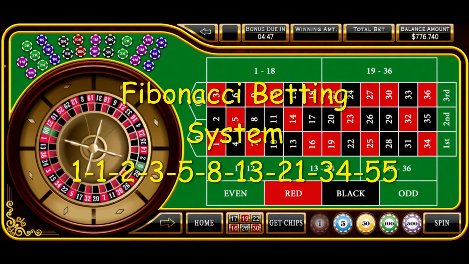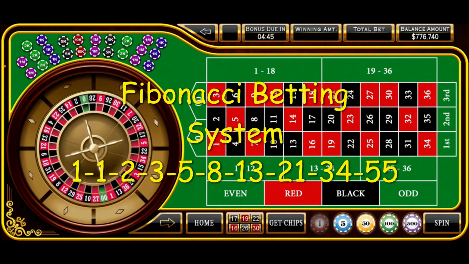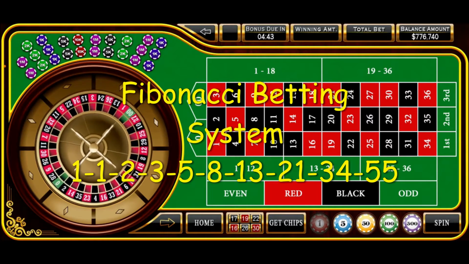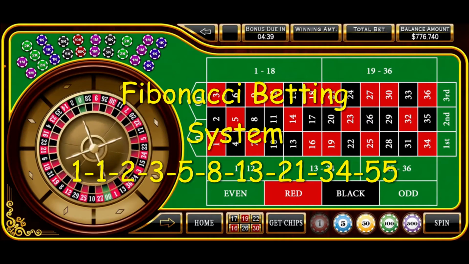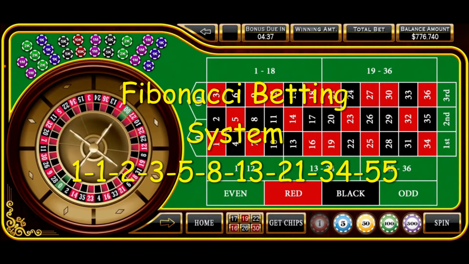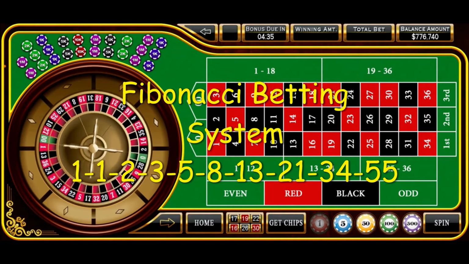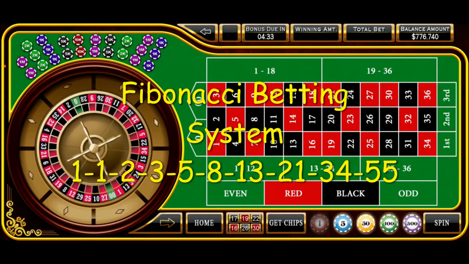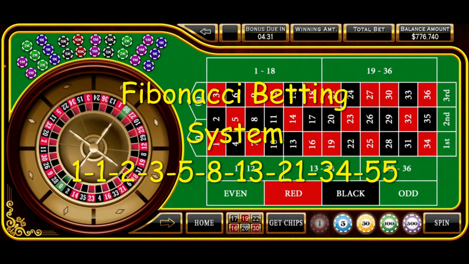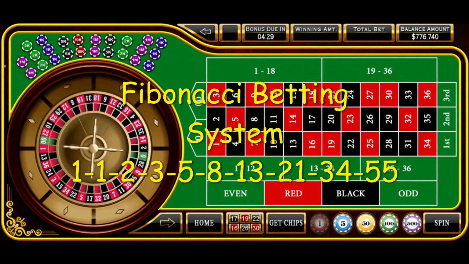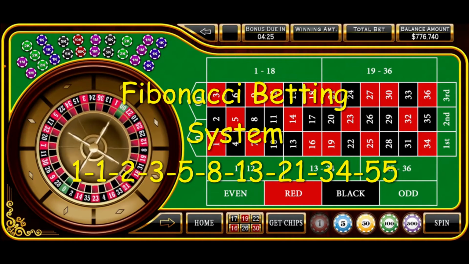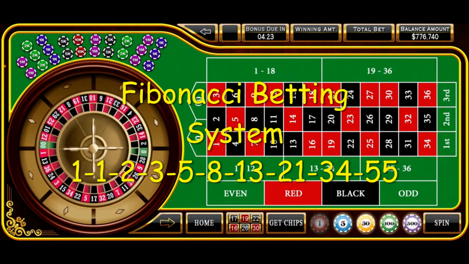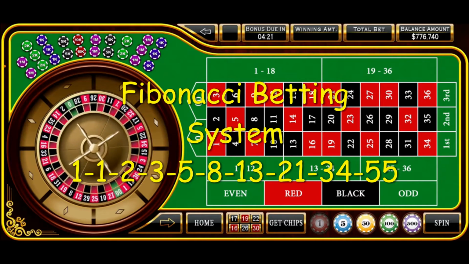Starts off with 1 unit, and then the second bet is also 1 unit, and then we add those 2 together to make our third bet, which is 2 units, and then we just move up the scale. We have 1 unit and 2 units. So if we continue to lose, our next bet would be 3 units. And if we lose there, we would add the 2 units and 3 units together. So our next bet would be 5 units. And then we'd add the 3 and 5.